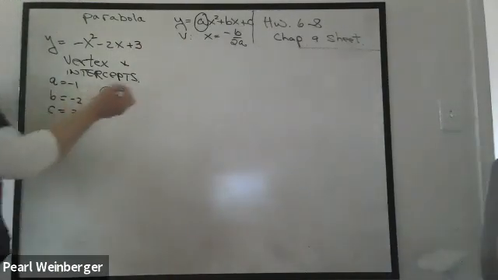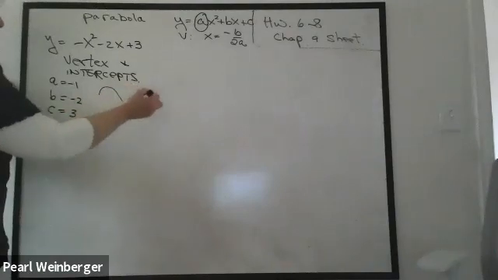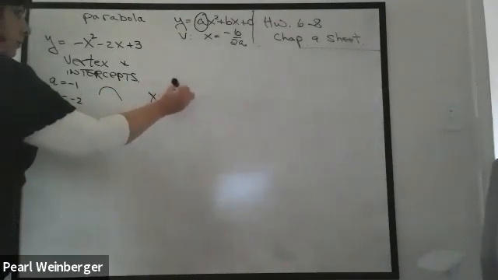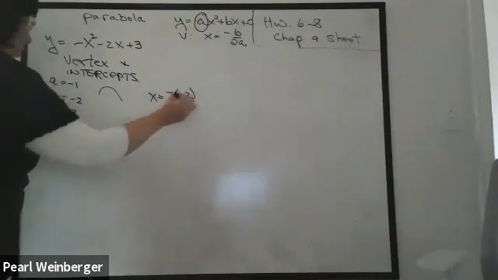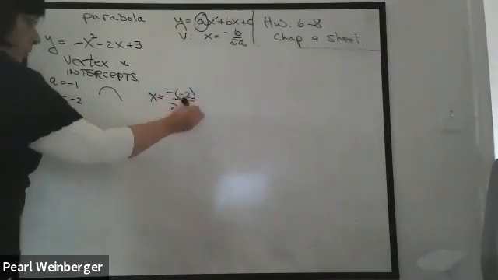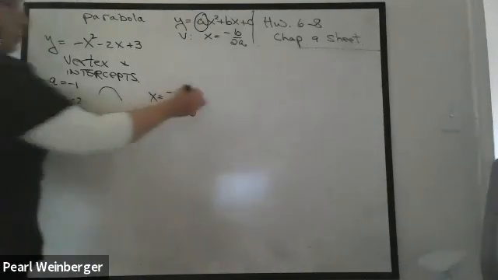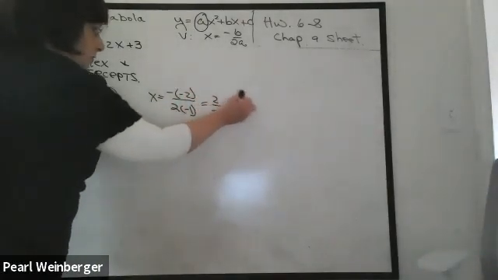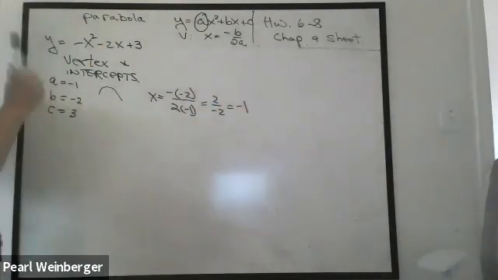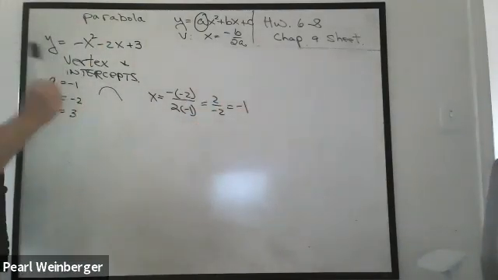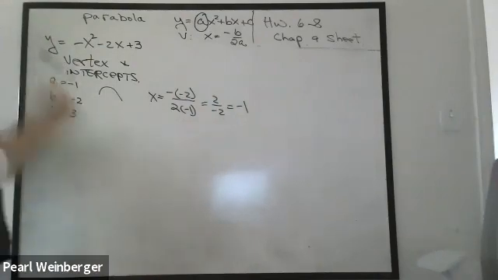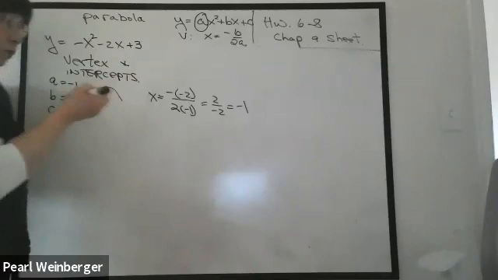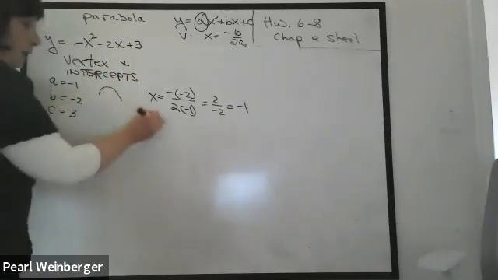So therefore, I'm going to get x equals -2, that's negative b, over 2 times -1, which gives me +2 over -2, which is -1. Now remember, that is not the complete vertex. That only gives you the value of the x of the vertex. The vertex is a point, so I need a y as well.